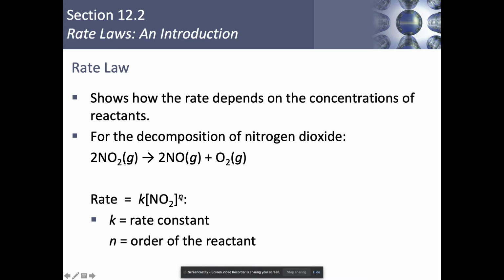So if it's a 1, that would be first order. If it's a 2, that would be second order. If it's a 3, that would be third order, etc. Right? You can just imagine if there's a 4th, a 5th, a 6th, etc. And that's how we would write it.